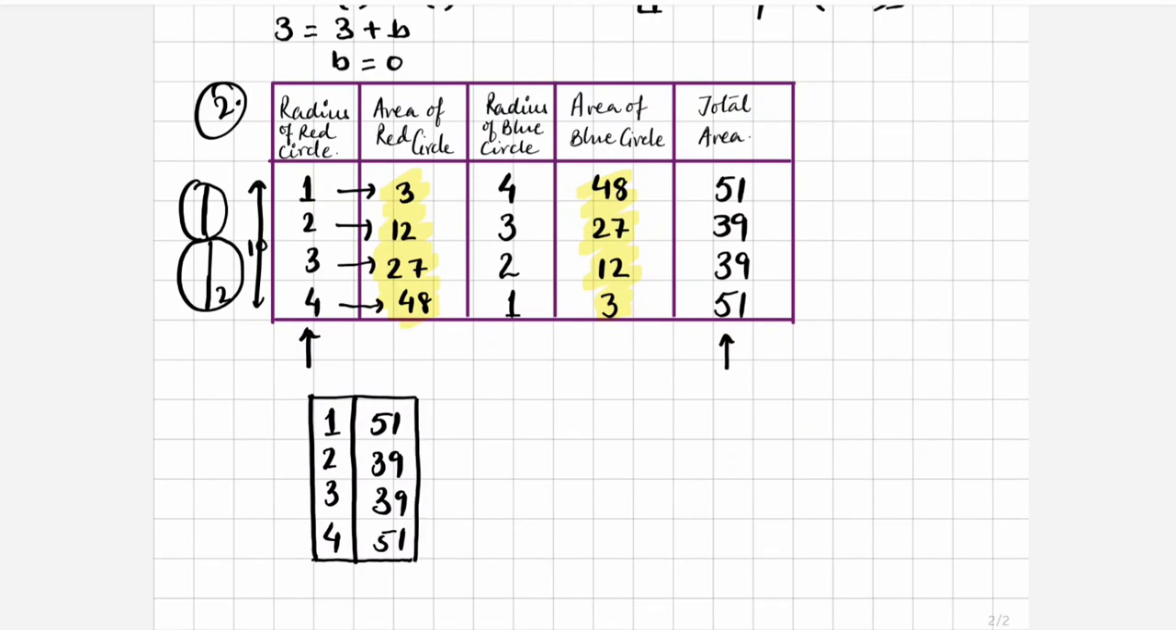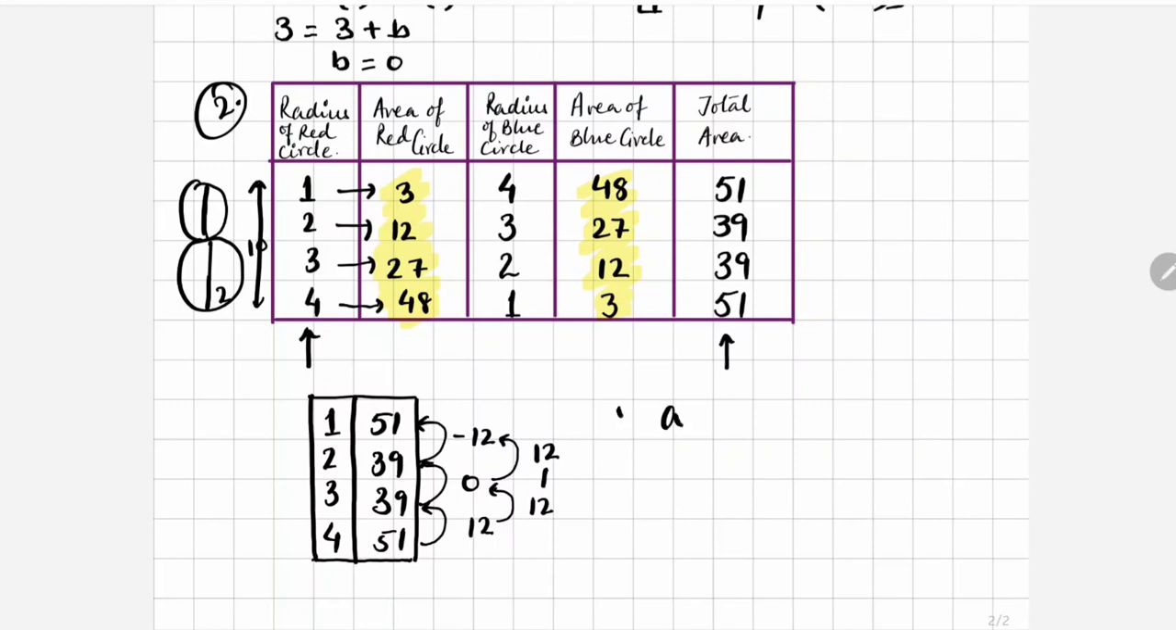So from here now, let's find the differences that we were doing. 39 take away 51 is minus 12. 39 take away 39 is 0, and 51 take away 39 is 12. That's the first level of difference. The next one, 12 take away 0 is 12. 0 take away minus 12 is 12 again, right? And these two should be the same.